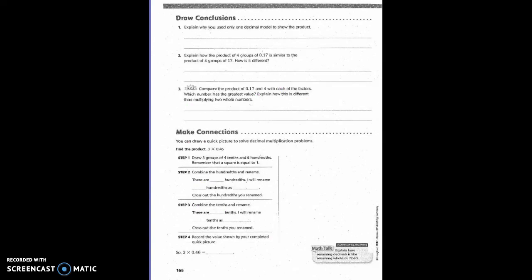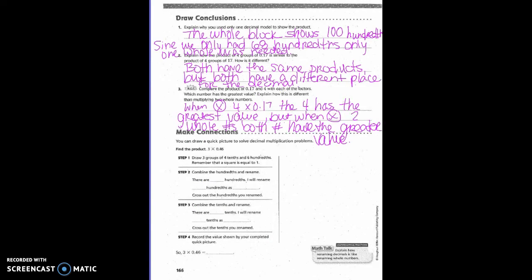Explain why you used only one decimal model to show the product. The whole block shows 100 hundredths. Since we only had 68 hundredths, only one whole was needed. Explain how the product of 4 groups of 1,700 hundredths is similar to the product of 4 groups of 17. How is it different? Both have the same digits in the product, but they have a different place value for the decimal.